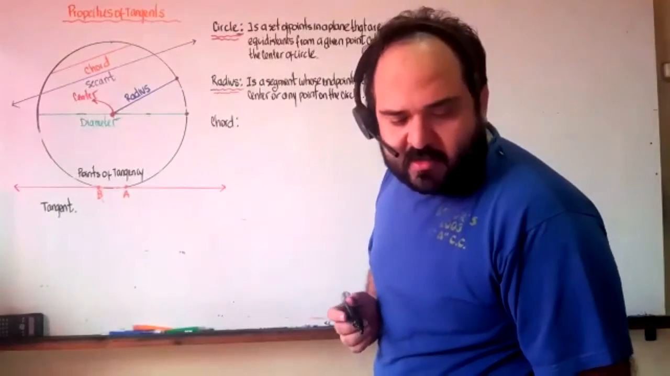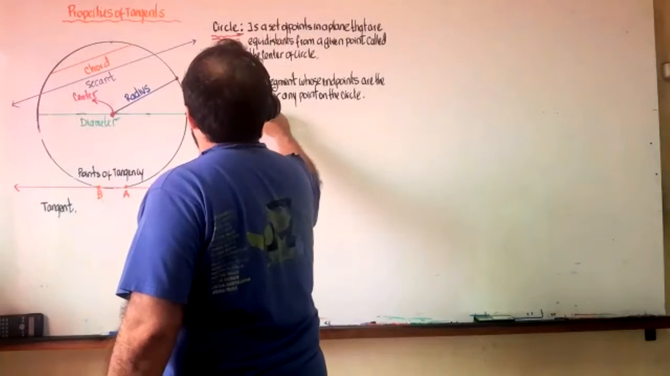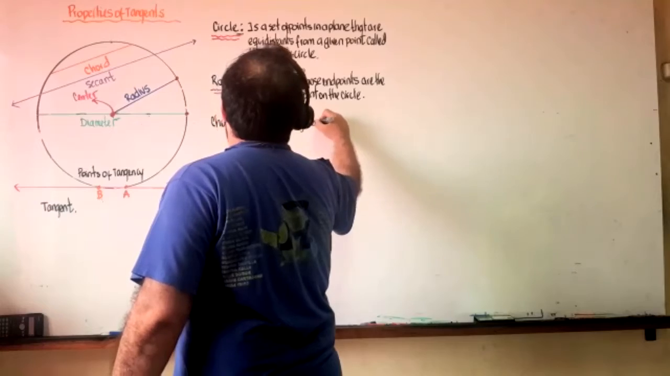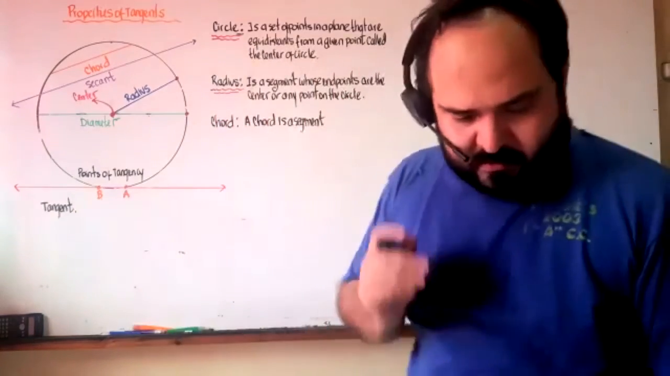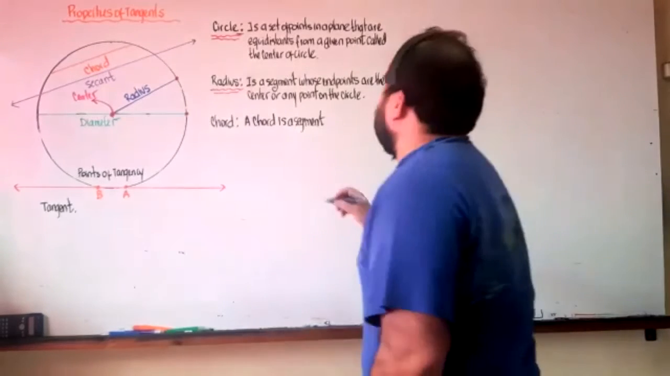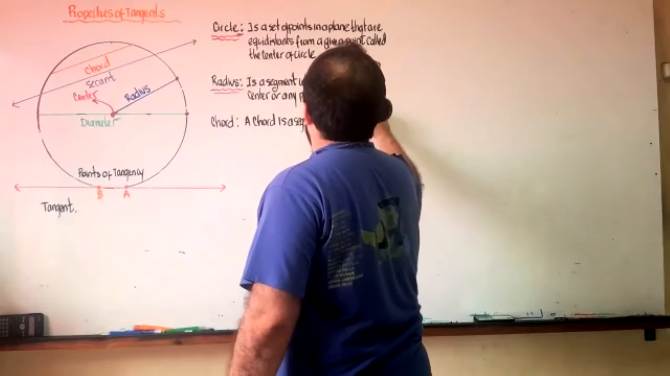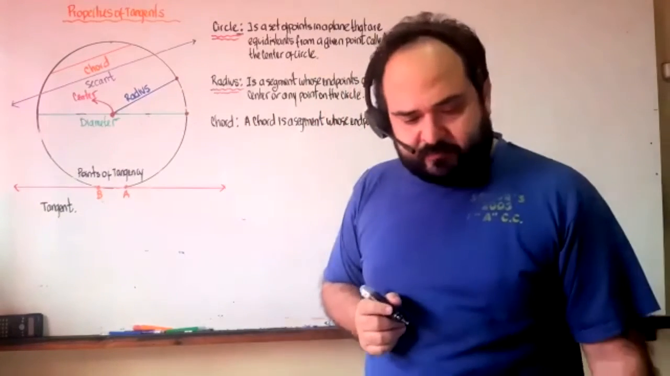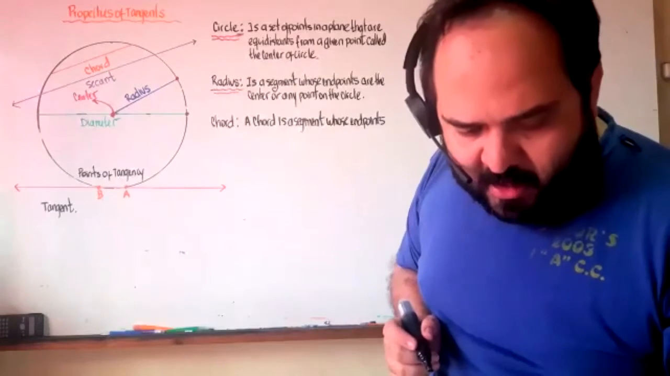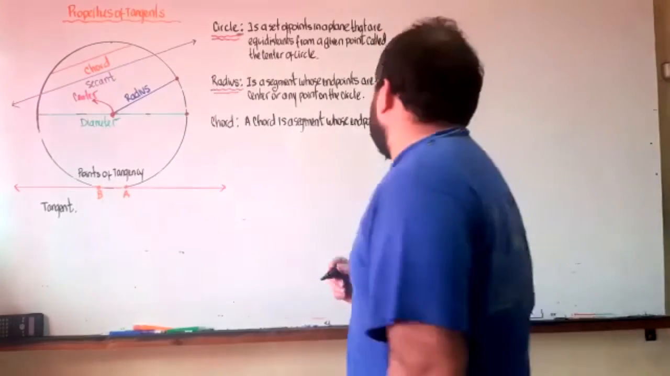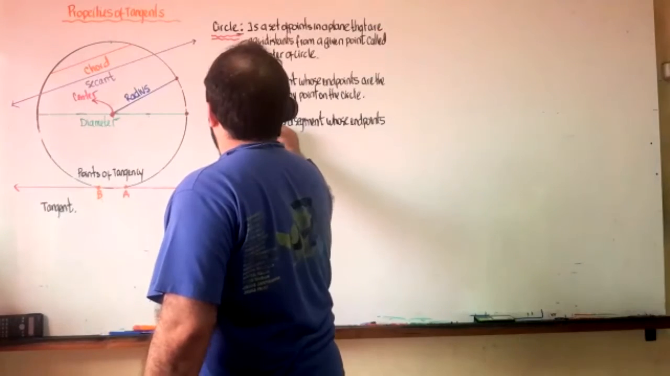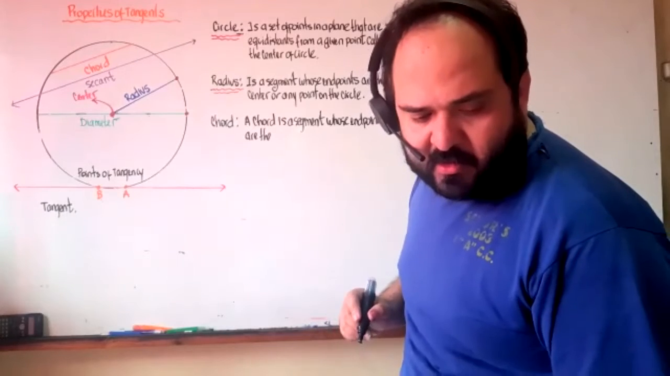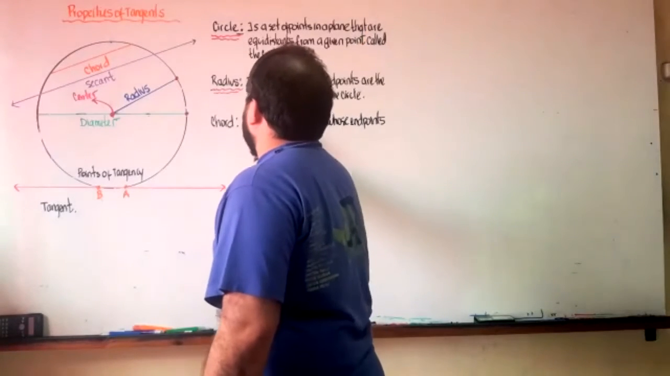Again, a chord is a segment whose endpoints are on the circle.